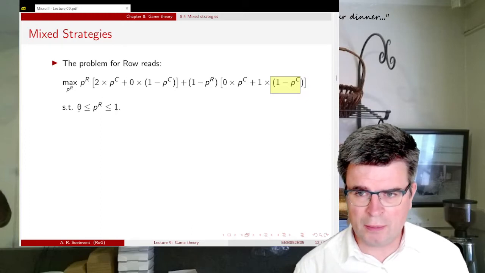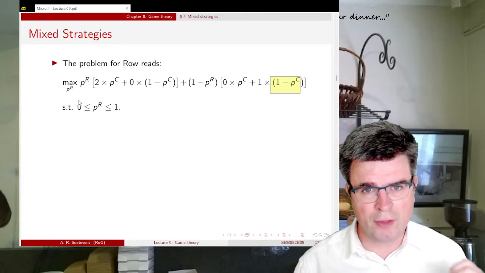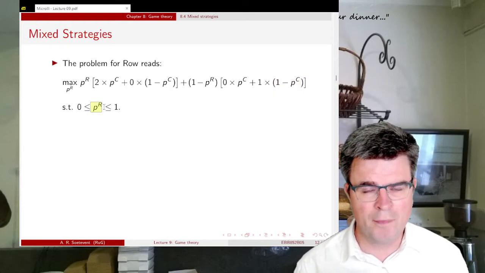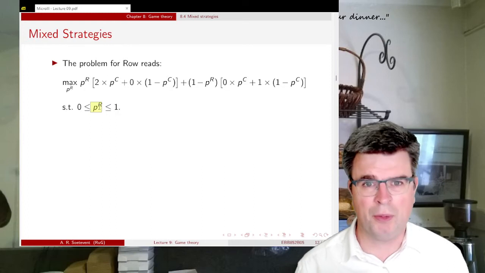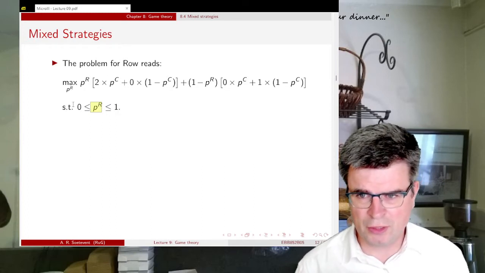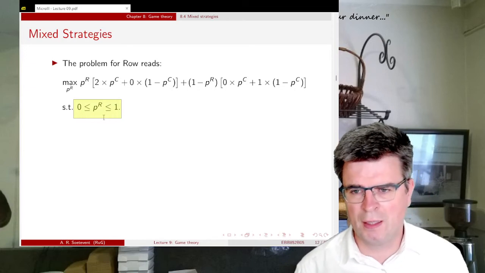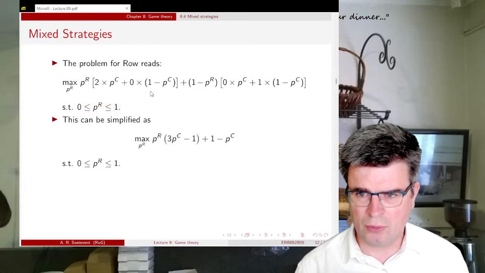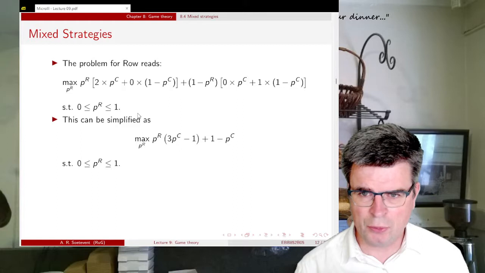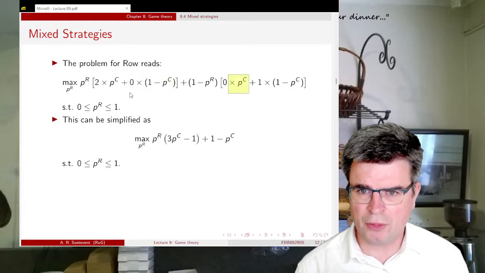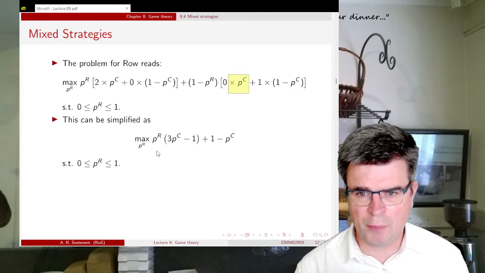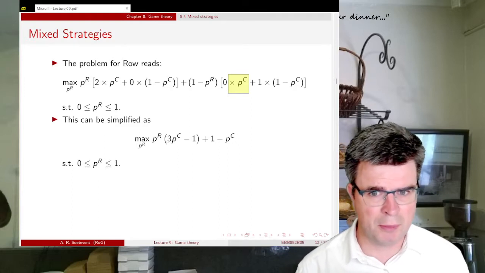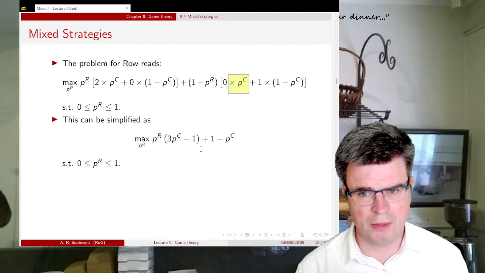And please recognize that when trying to find the optimal probability to play Italy, so to find the probability PR, this probability needs to be between 0 and 1 because it is a probability. So that's the constraint on the probability. And now we simplify the objective function, so the expected utility. And we can do so as follows. Well, these terms drop out. The other terms can be simplified. And we are left with an expression PR times, within parentheses, 3PC minus 1 plus 1 minus PC.